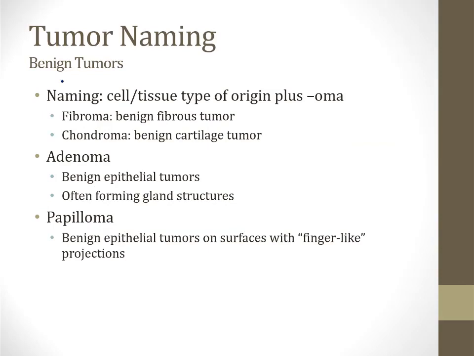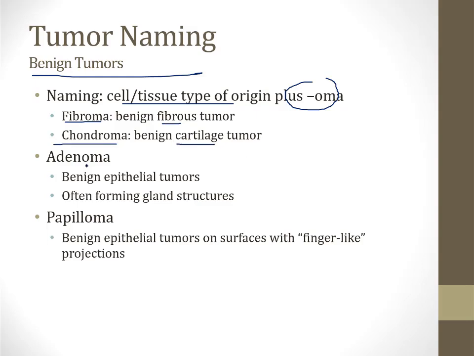Let's talk about the way that tumors are named, and we'll start by talking about benign tumors. Benign and malignant tumors are named differently. In terms of benign tumors, they are often named by the cell or tissue type of origin plus the word oma. So for example, a fibroma is a benign tumor that derives from fibrous tissue. A chondroma is a benign tumor that derives from cartilage tissue.